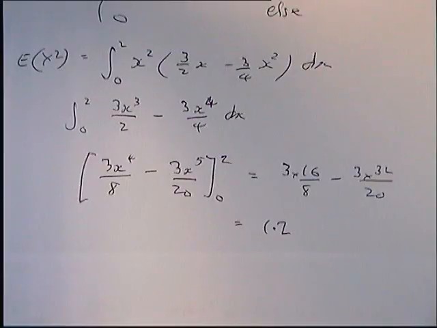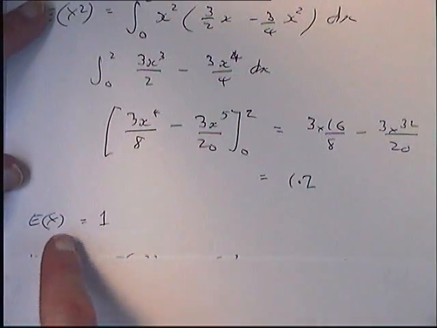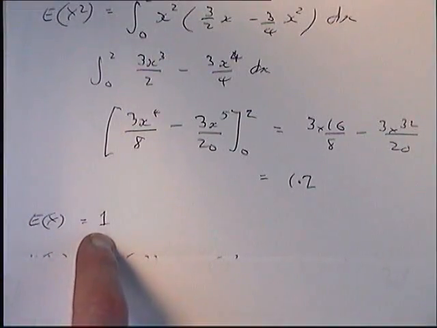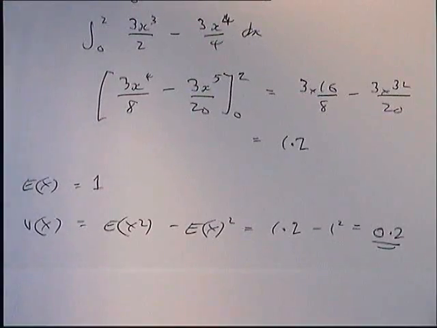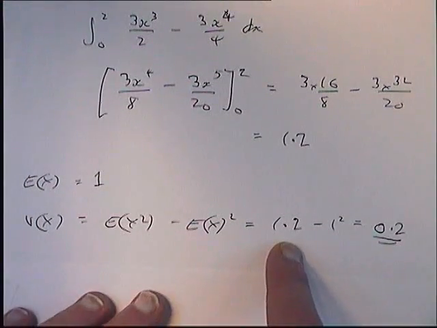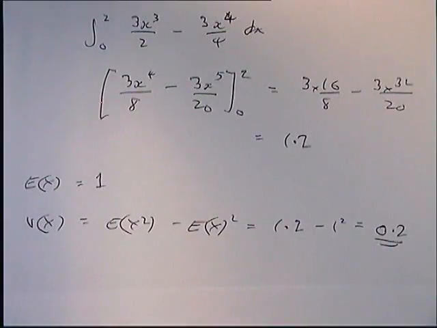Remember, that's not the variance. For the variance, you need to take away the mean squared. Now they stated the mean in the question, the expectation of x was 1. So the variance is the expectation of x squared, take away the expectation of x squared, and we get a value of 0.2. The last part of the question, I haven't gone through that yet, that will appear in a subsequent video.